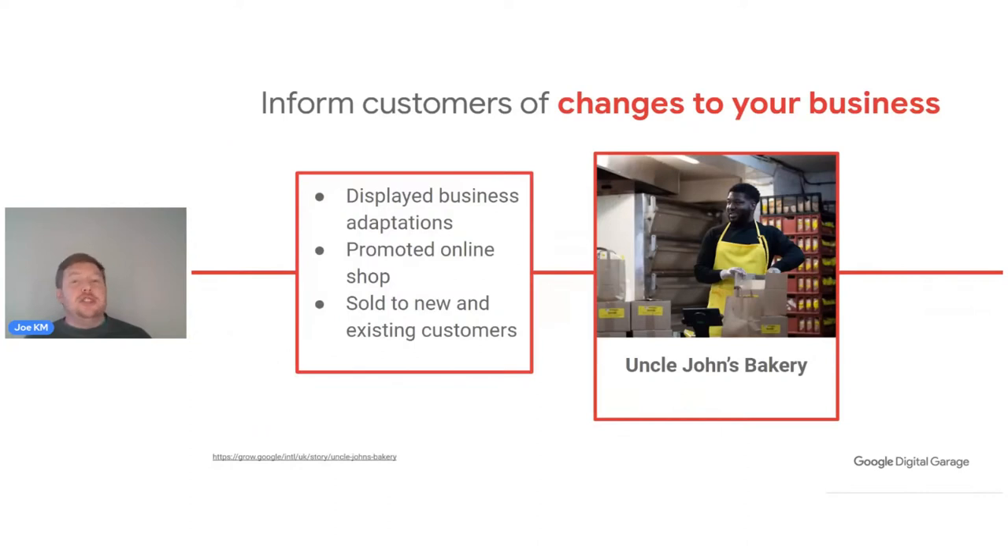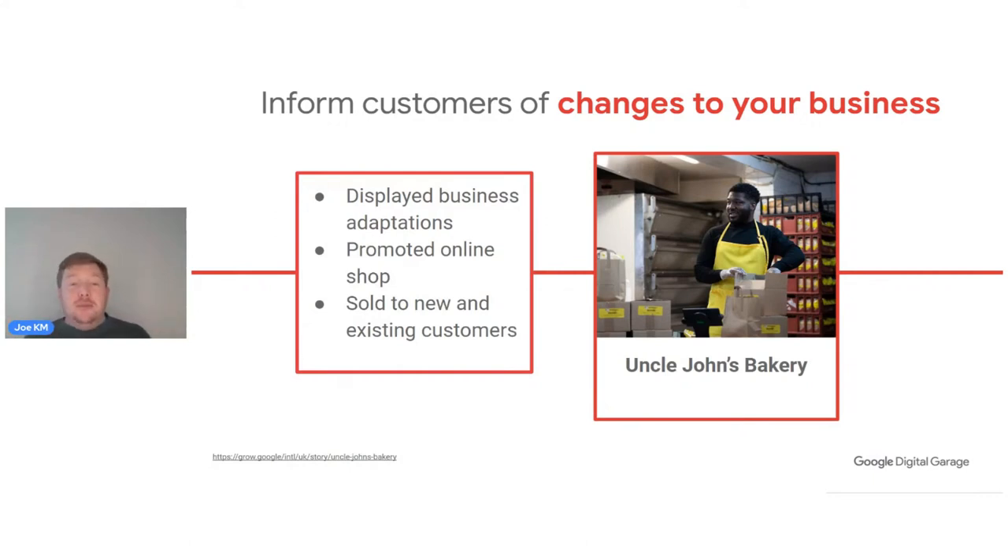You could also inform your customers of changes to your business. So Uncle John's Bakery is another business that was able to benefit from Google Maps during the pandemic. The bakery was basically able to inform their new customers of new opening times and their practices and provide them with links to online shops, because they would have had to basically do a massive audible. When you've got to think that these sort of shops didn't have the provisions for online, they would have had to go bang, switch online, get a website going, inform people of this website. These are the opening times. This is your collection. This is your whatever.